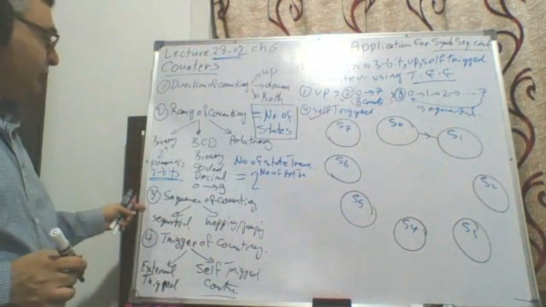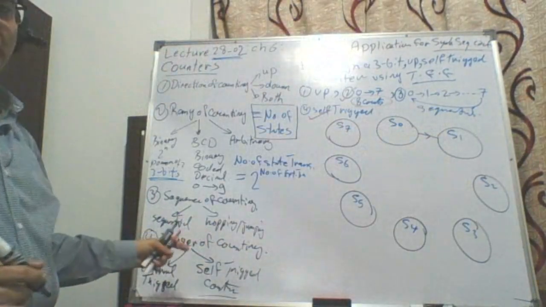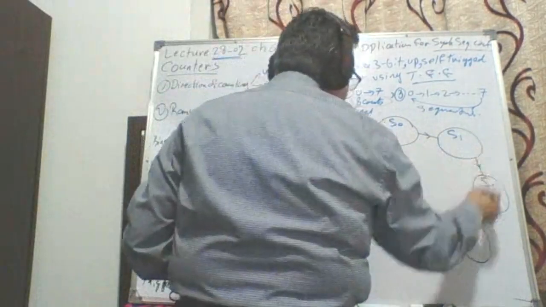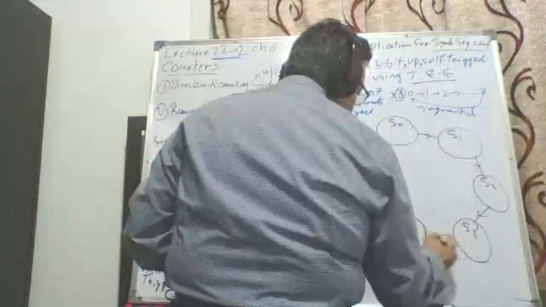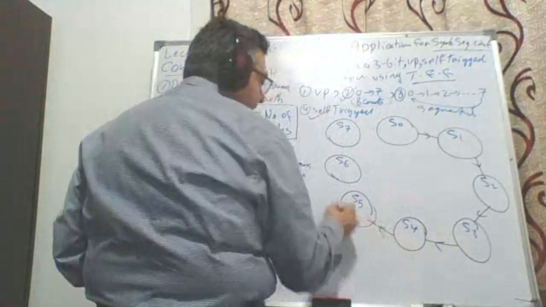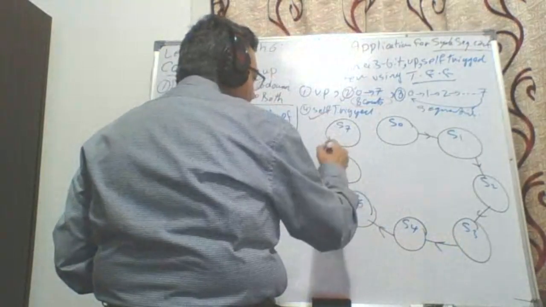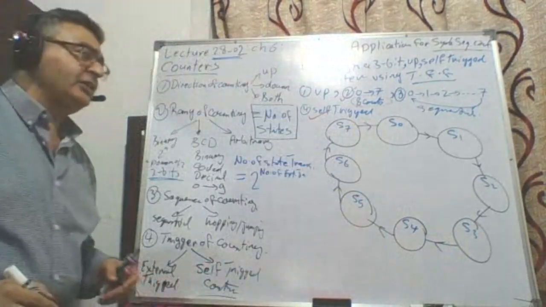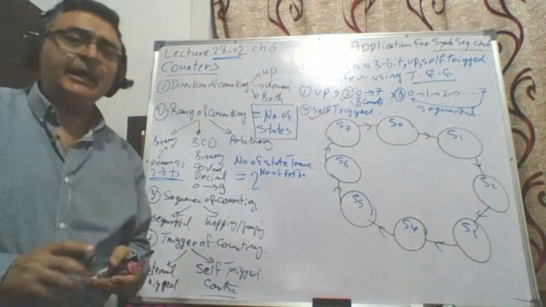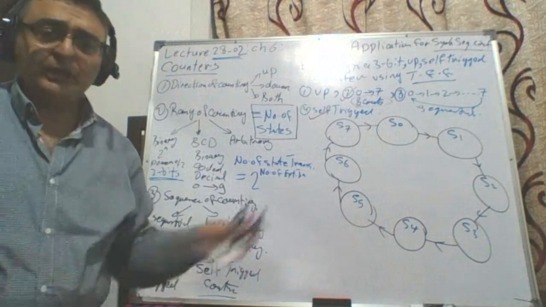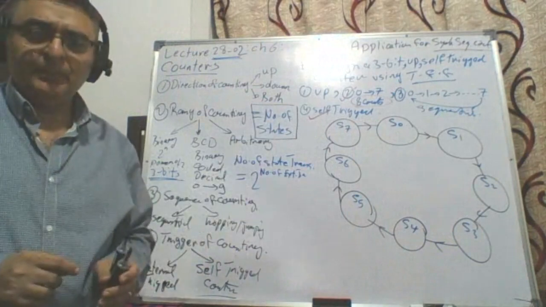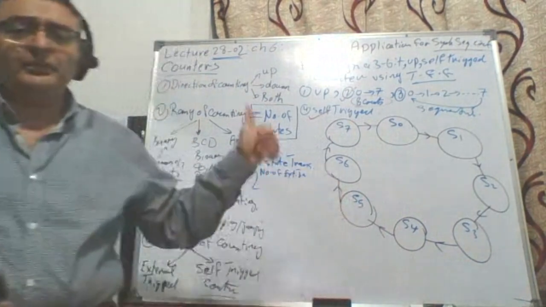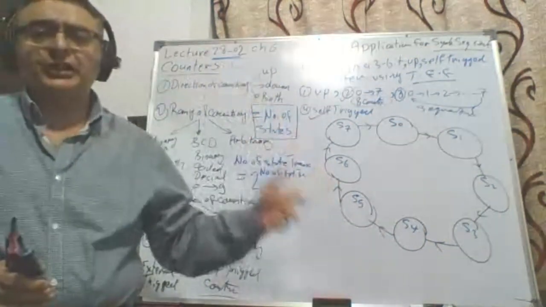And the sequence of counting, I'm going sequentially. So from count 0, I go to count 1. From count 1, I go to 2. From 2, I go to 3. 3, I go to 4. 4, I go to 5. 5, I go to 6. 6, go to 7. And 7, go back to 0. This is the state diagram for the counter. That's it. I successfully built a state diagram for a 3-bit up self-triggered counter.